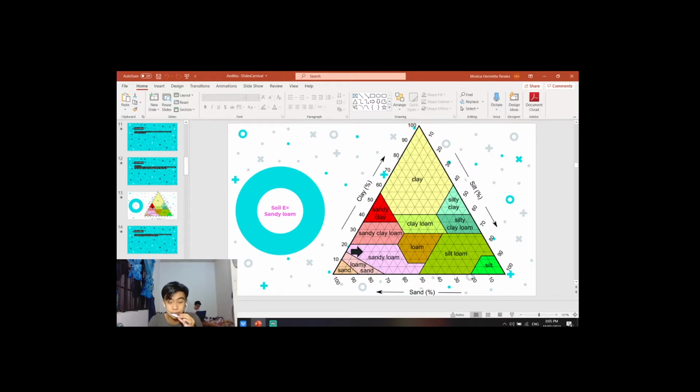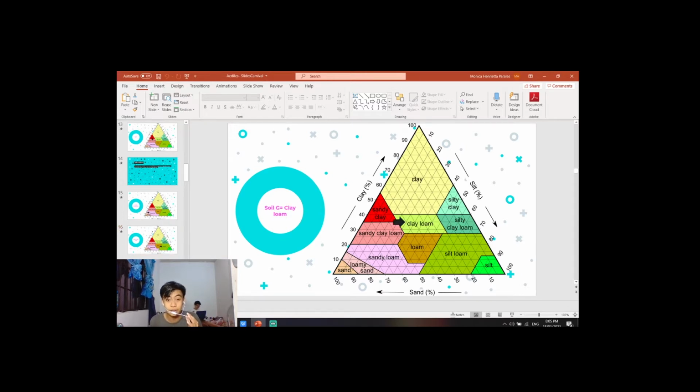So dito naman sa soil E natin, yung sand natin 70%, 15% silt, and 15% clay. So nasa sandy loam. So yung soil E natin is sandy loam. So yung soil F naman natin is yung sand is 30%, yung silt 58%, and clay is 12%. So nandito banda. So yung soil F natin is silty loam.